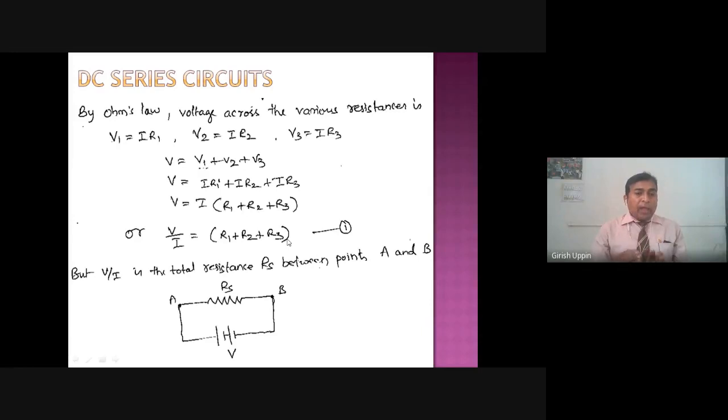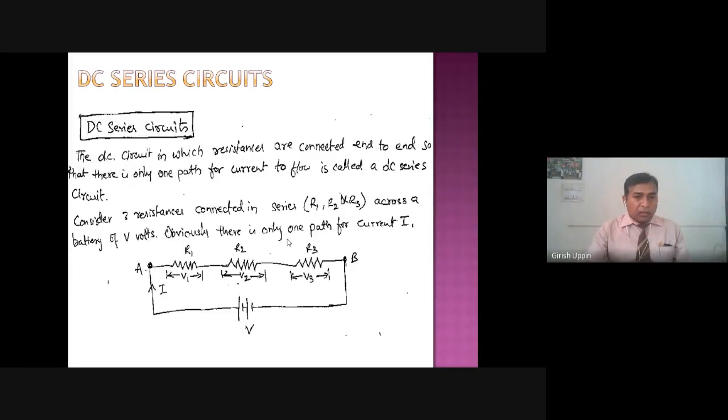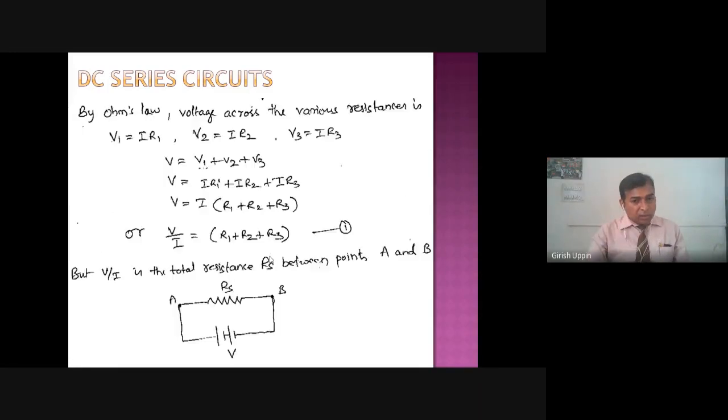Now I can replace this circuit, which is having 3 resistors, with only one resistance. For the same applied voltage, it will result in the same amount of current. The amount of current will not change. So I can replace it with a total resistance Rs. This Rs value would be R1 plus R2 plus R3.